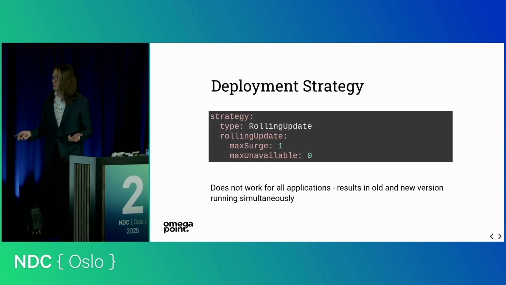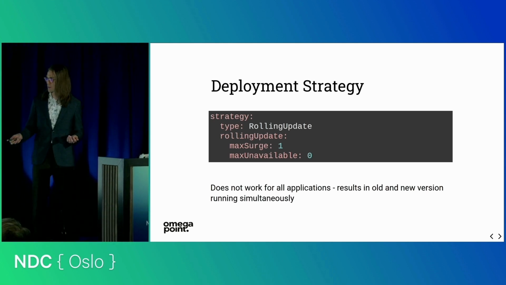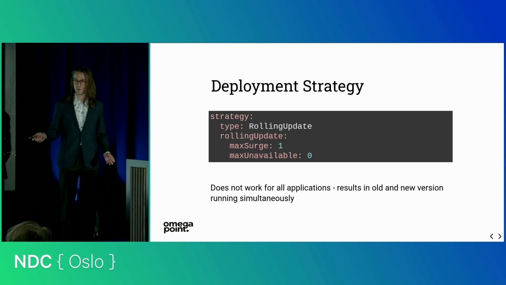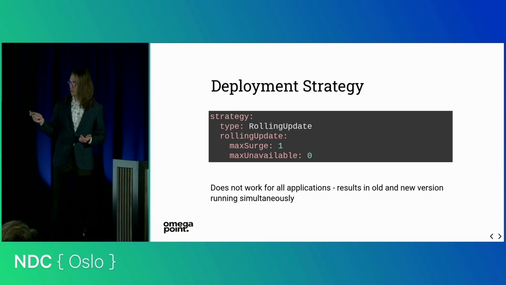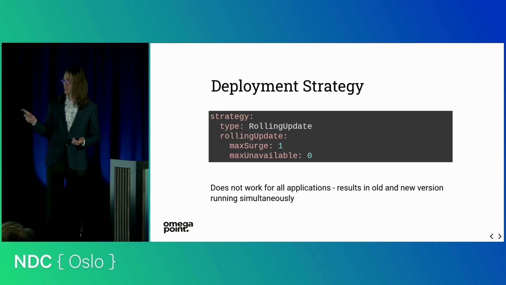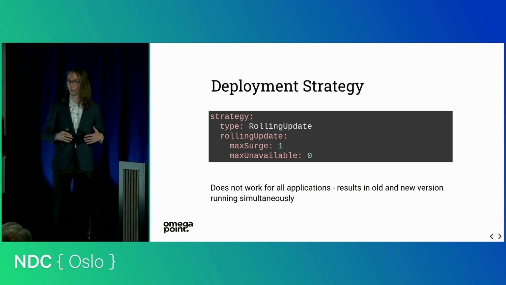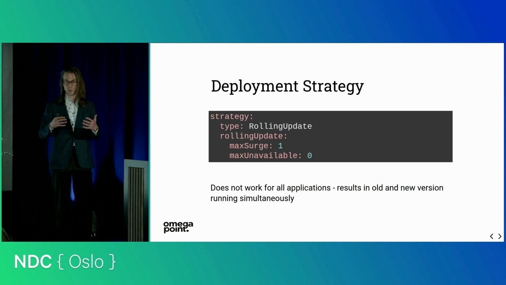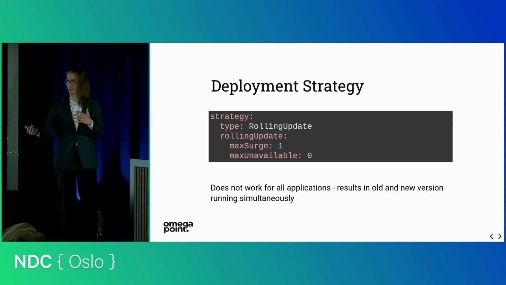Then we have something called a deployment strategy. For a deployment, this is by default a rolling update, so it's not something you really need to configure, but you also have the options to define max surge and max unavailable. These are configurations you can use to define how many instances of the new version you add when you do a rolling update, and how many you can take down.